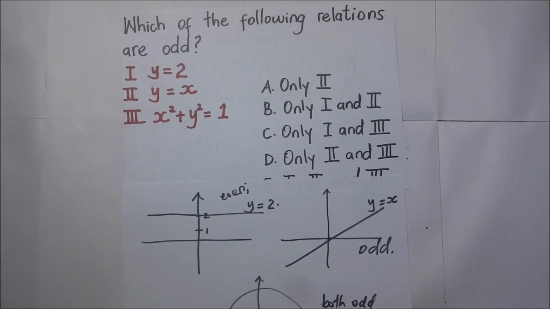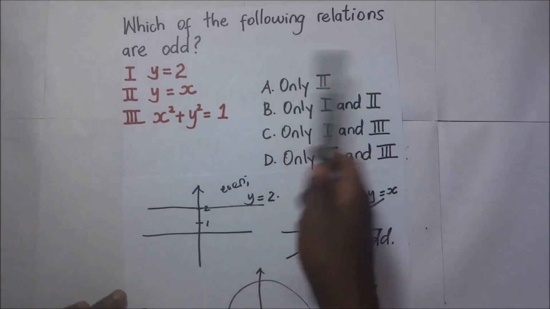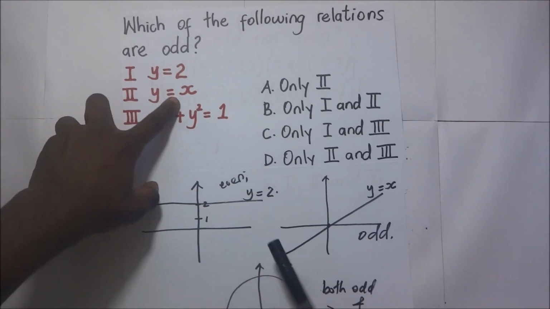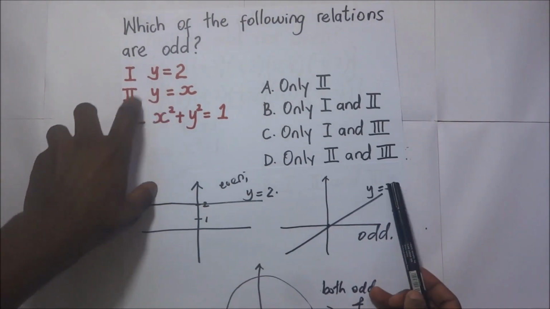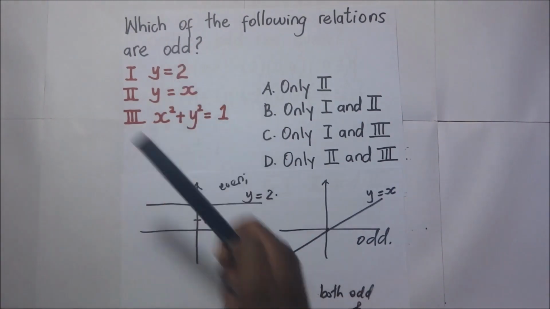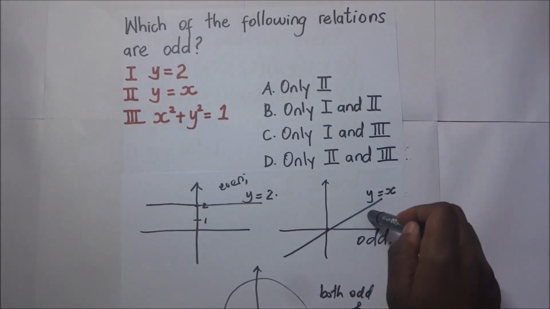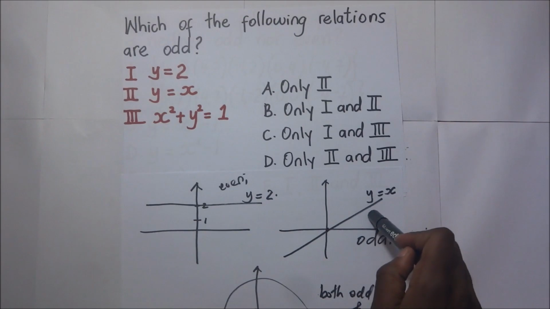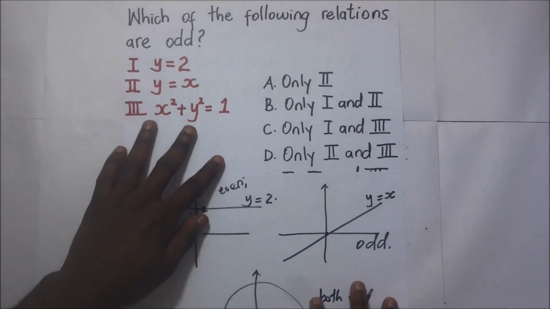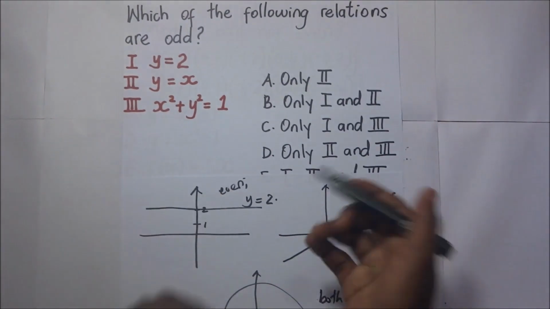Then we have another question with the same relations. Which of the following relations are odd? We have y is equal to 2, which is this one. We have y is equal to x, which is right there. Then we have x squared plus y squared is equal to 1, which is that circle. The ones that are odd, we have this one and that one. So the answer here is 2 and 3 are odd. So looking through our objective answers, we have D.